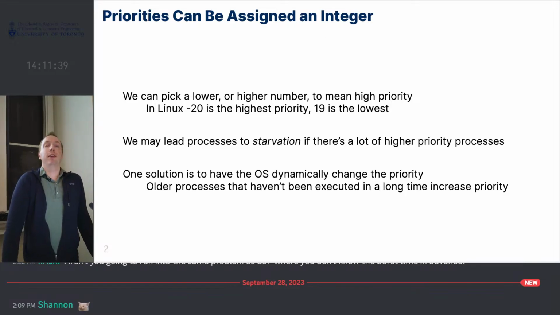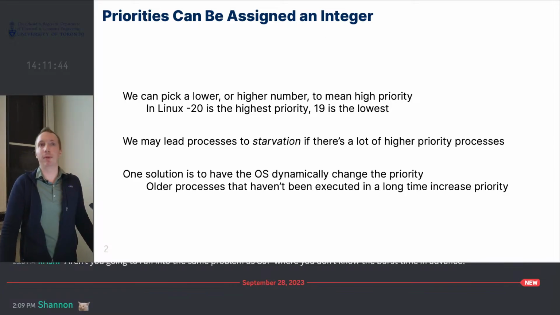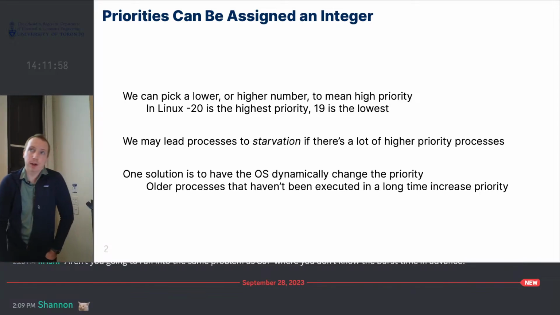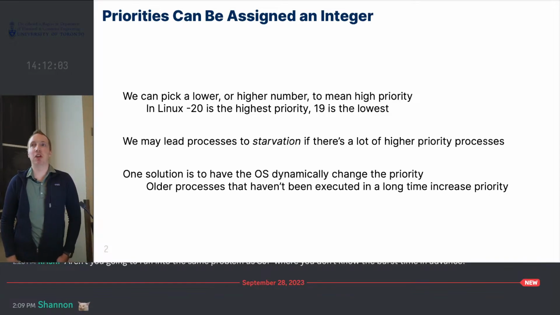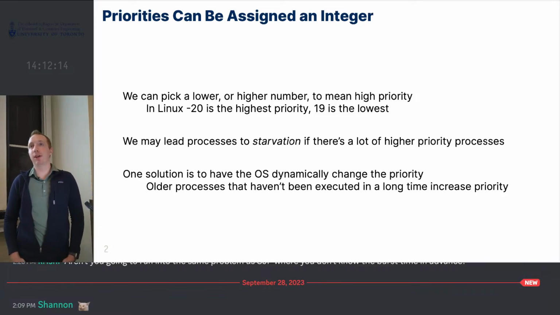But if we just had priority and we weren't doing anything special, then we also have the problem of starvation, where our lower priority processes might never execute if we always favor higher priority processes. So starvation is always a thing you want to avoid when you're dealing with scheduling. You could think of a solution: I'll just change the priority. If a low priority process hasn't executed in a very long time, I'll temporarily bump it up a few numbers and increase its priority so it at least gets a shot, and then whenever it runs for a bit, I can reset it back down.